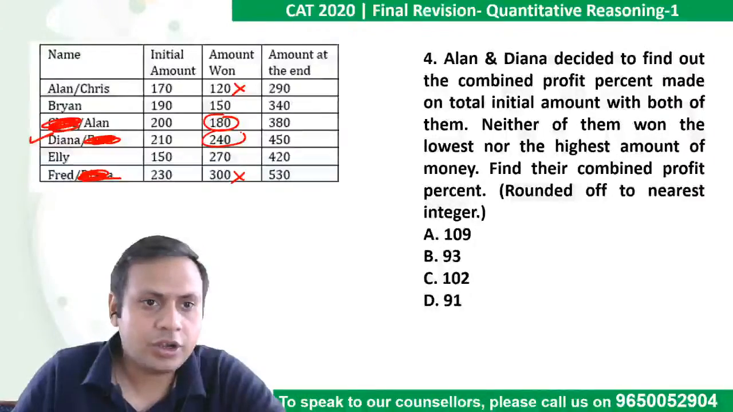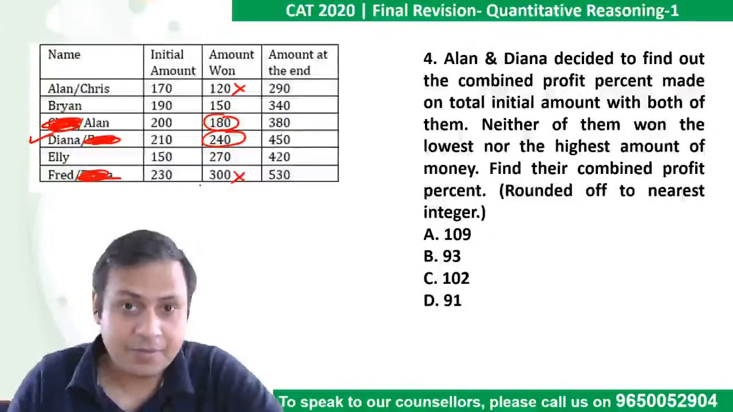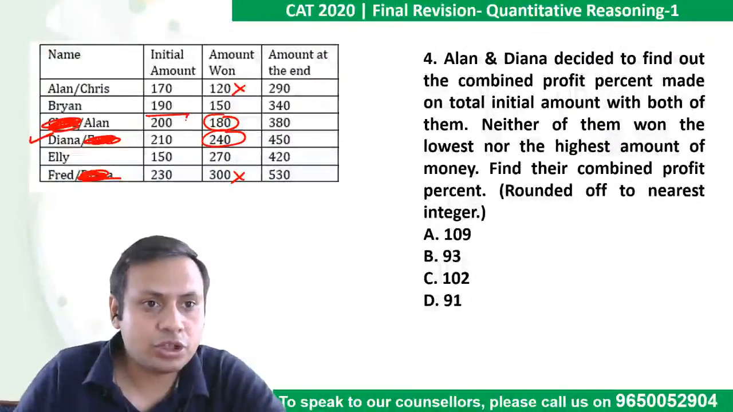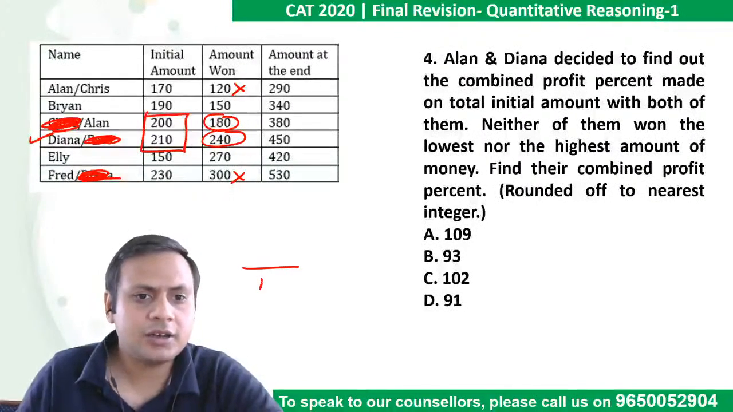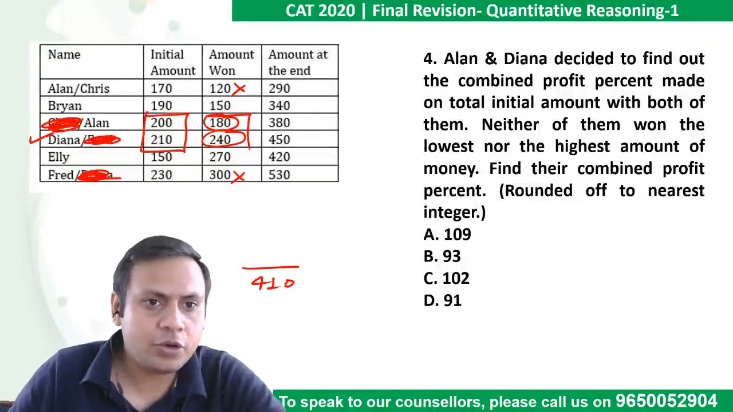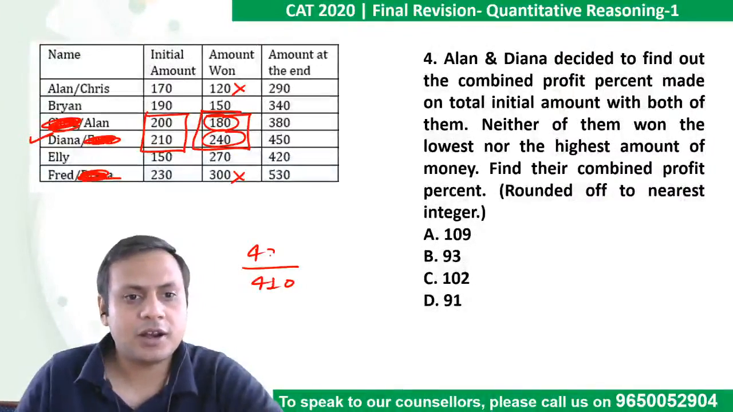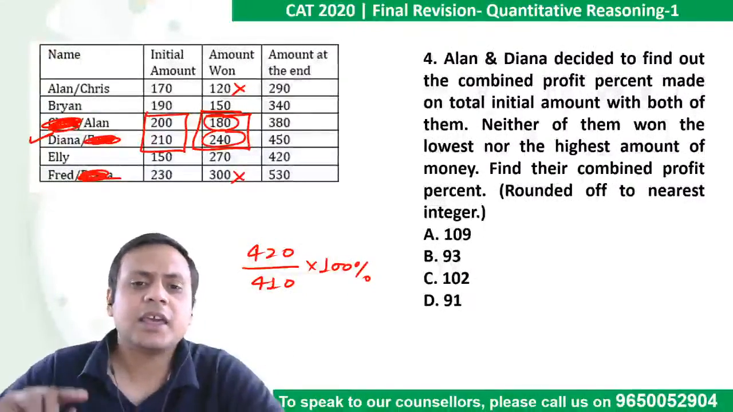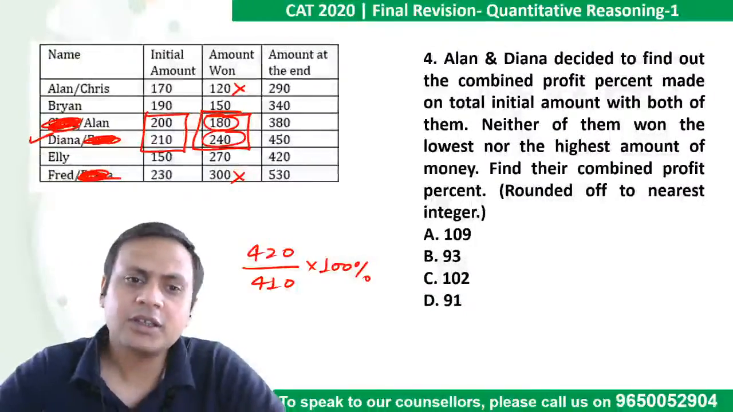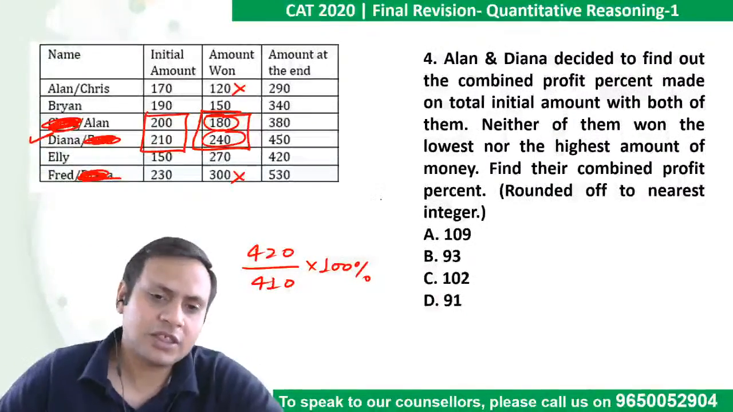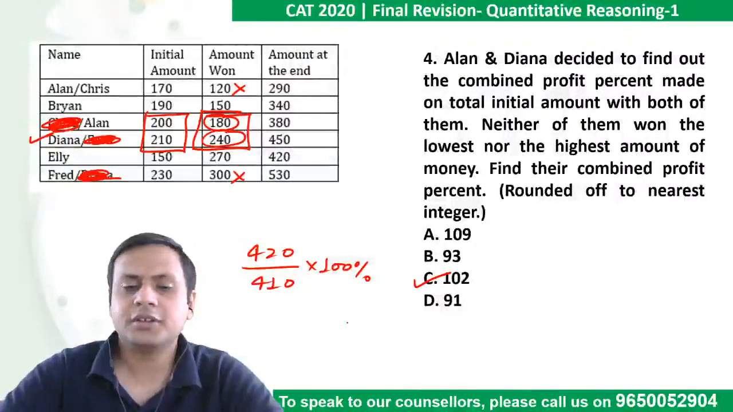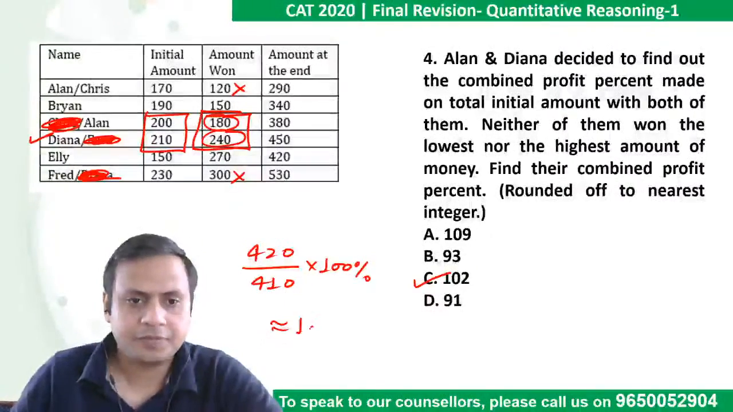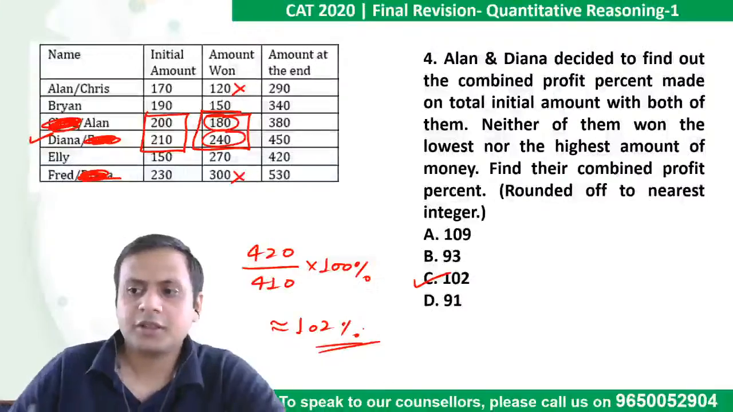So Diana won 240. So can I say, the initial amount, they are asking profit percentage. So initial amount with both of these put together, it was 410. Profit made by both of these put together, it is 420. So 420 is what percentage of 410? Can I say it will be slightly more than 100%? Obviously not 109. This is too much high. Our answer is 102%. Approximately 102%. Just apply approximation.